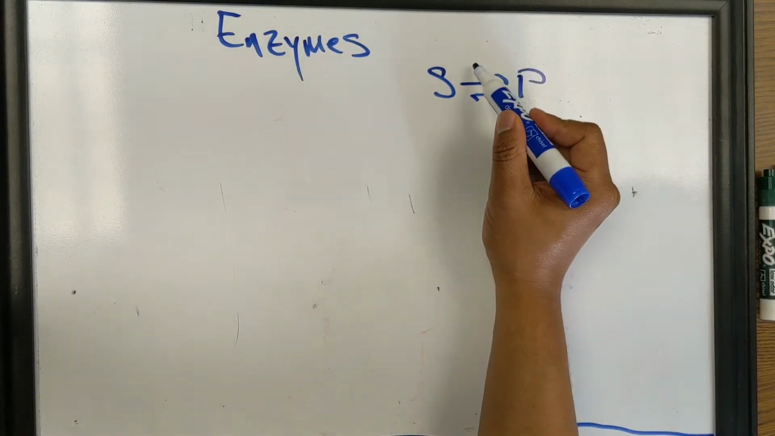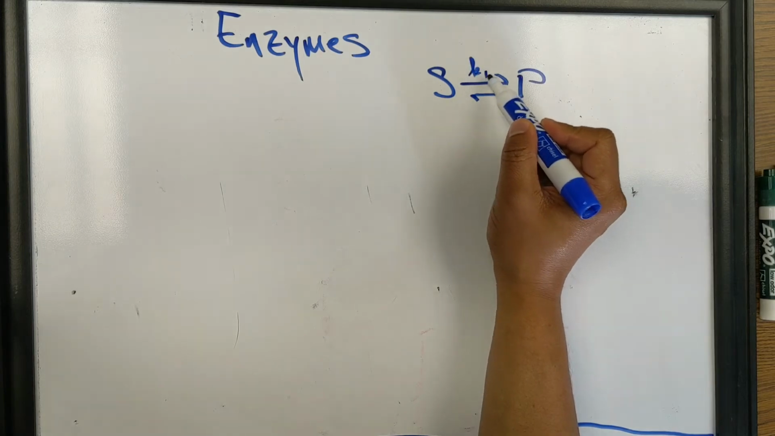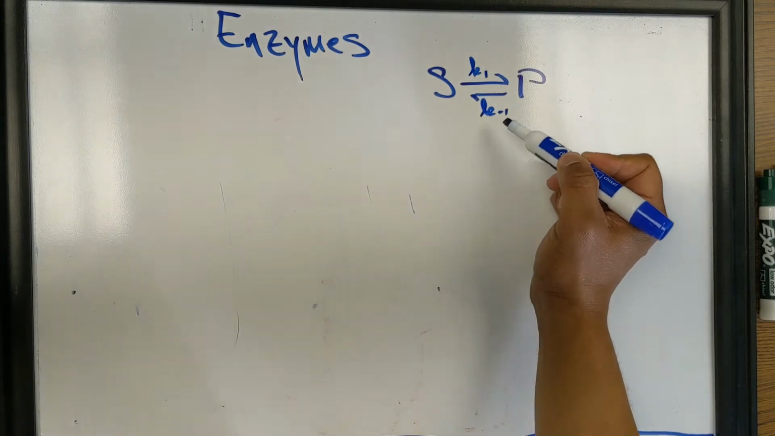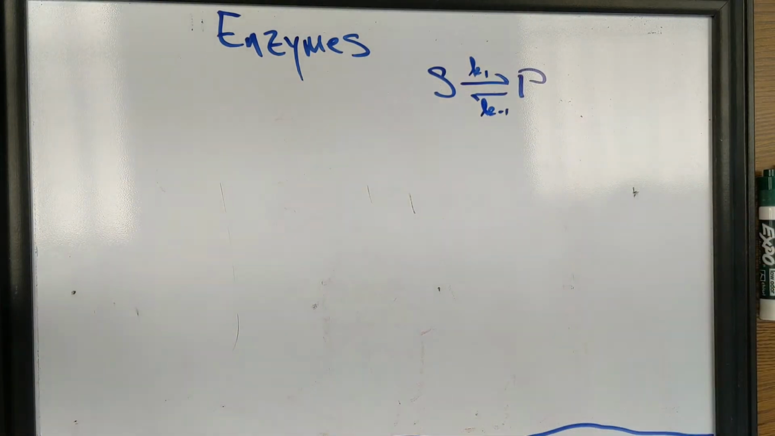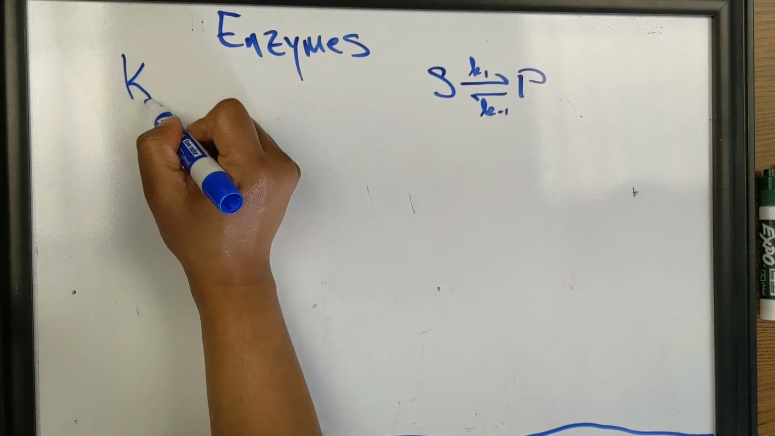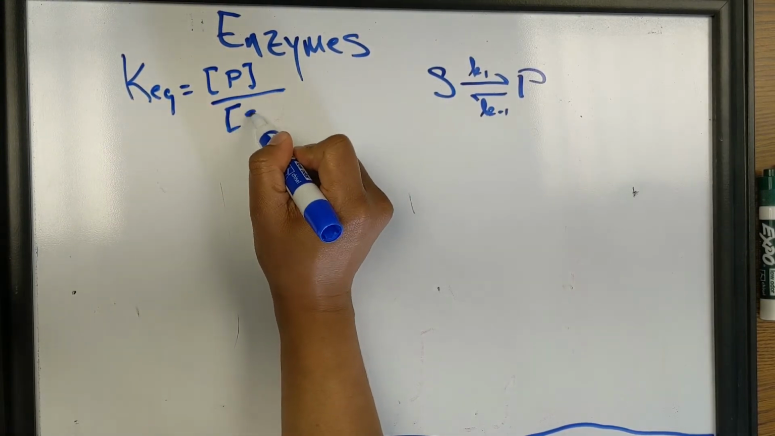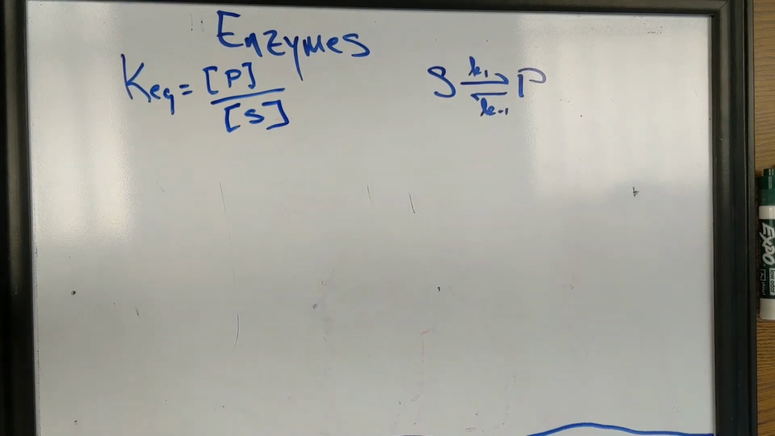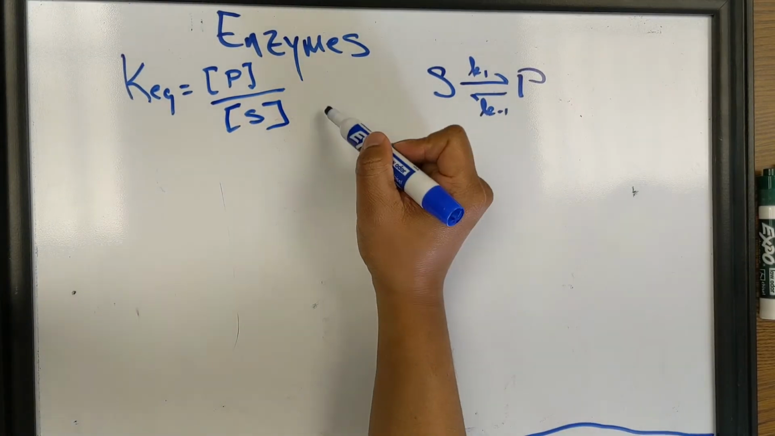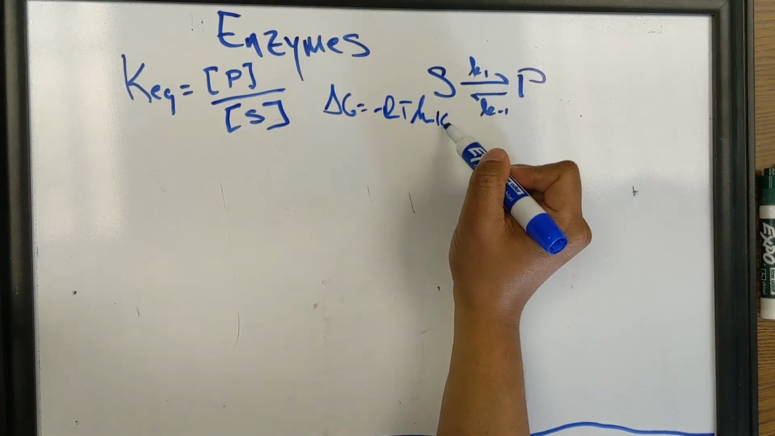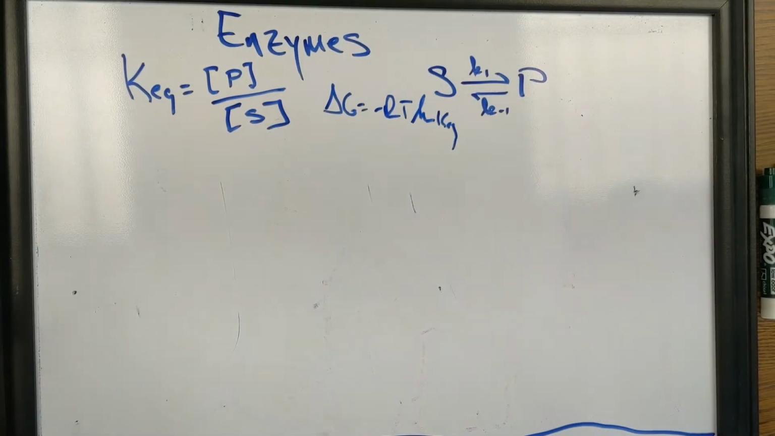And we know that this will proceed at a rate K1 in the forward direction and K minus 1 in the reverse direction. We also know from our thermodynamics that we can define a KEQ that is simply equal to the concentration of product over the concentration of the substrate. And we know that delta G is equal to negative RT natural log of the KEQ. So from that we can tell quite a bit about the chemical equilibrium.